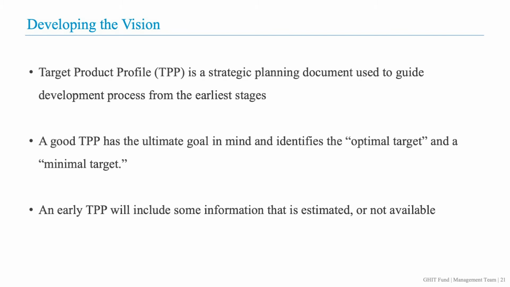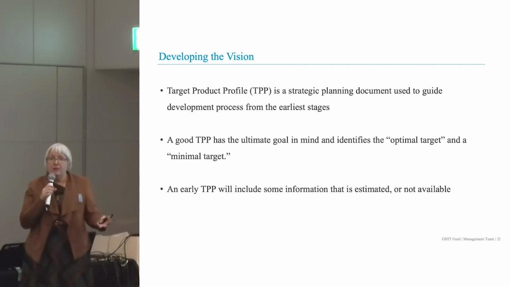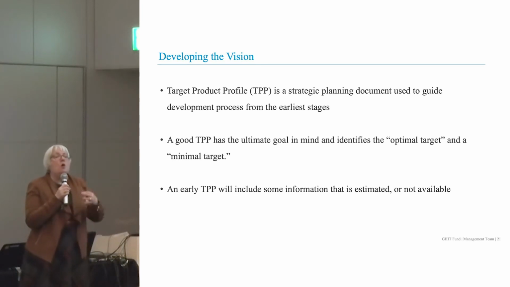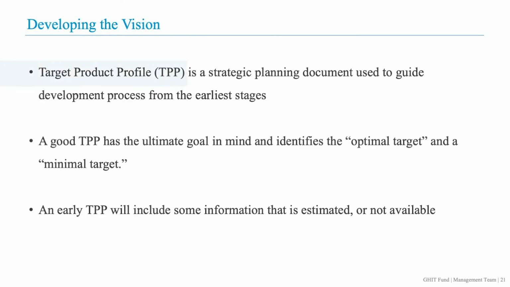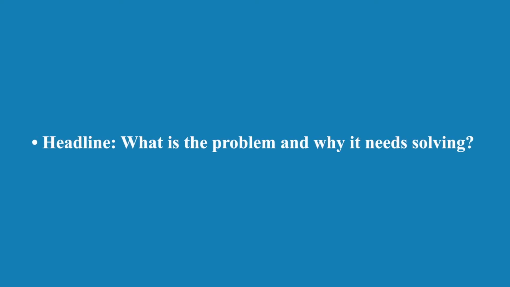Developing the vision, and this is where I think a lot of the proposals I see fall down. So we want to know what the unmet need you're going to meet is, why you're going to do it the way you're doing it. And the tool that most pharmaceutical companies will use will be a target product profile. But this is not something necessarily that academics are completely familiar with. But what we're looking for is not necessarily a detailed document, but some headlines to show that you know what the problem is and why it needs solving.